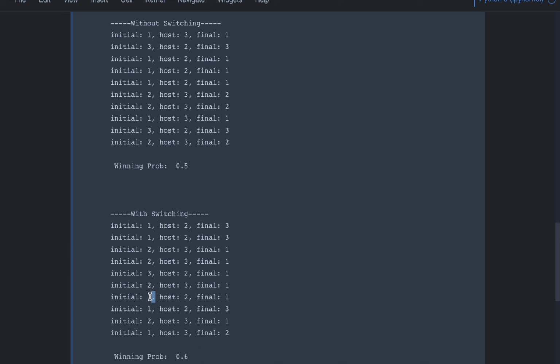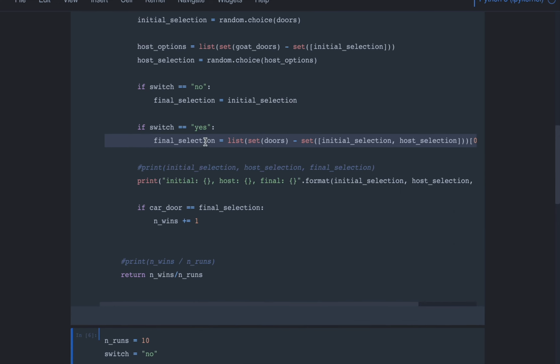Similarly, let's take this. Initially we have selected door number 3. The host opened door number 2 to disclose the goat, and that means we are making a selection. We have to switch from 3. We cannot choose 2, which means the only option we have is door number 1. So that's what we are doing here, okay?